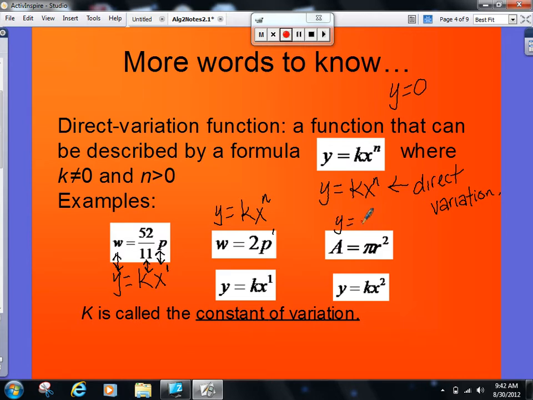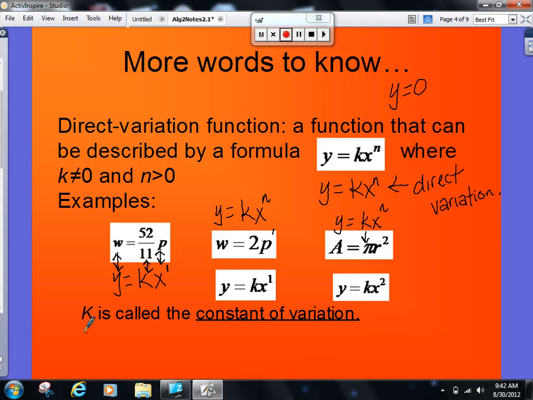Y equals kx to the n. Y matches with the A. This time our constant is pi. That's okay, pi is just a number. Our x and r match up as our independent variables, and this time the n value is 2. This one is pretty obvious because it's y equals kx to the first. Same thing with y equals kx squared.